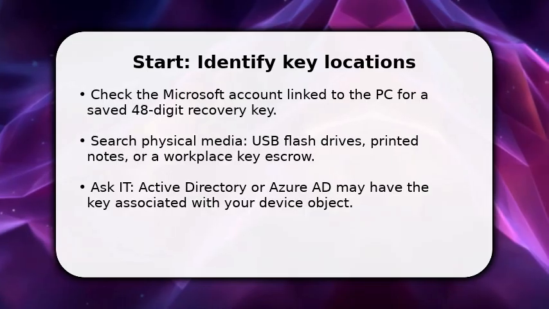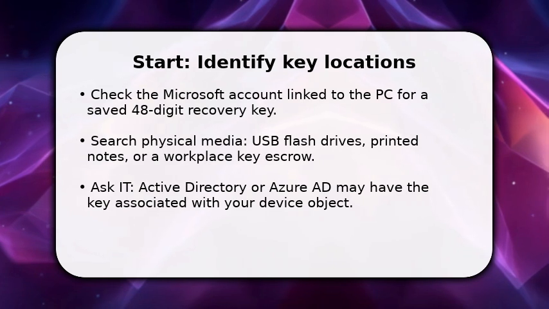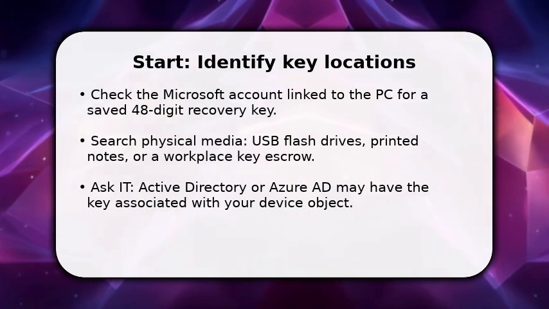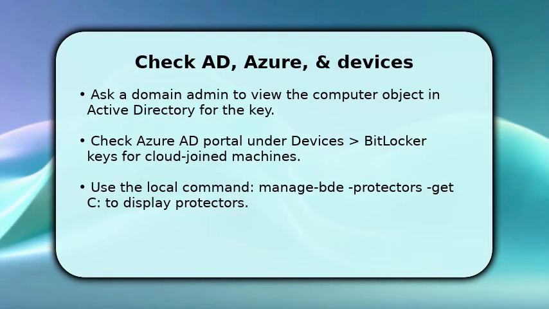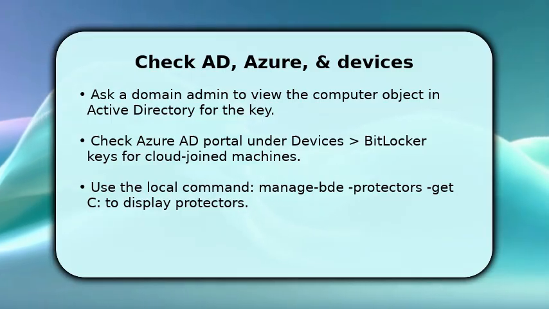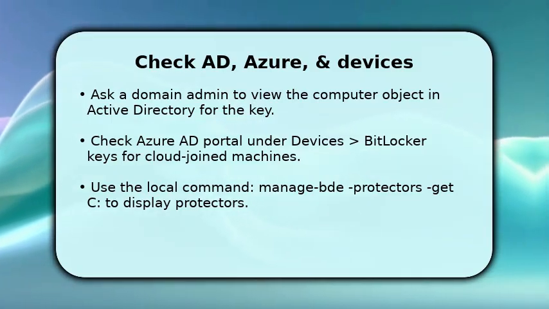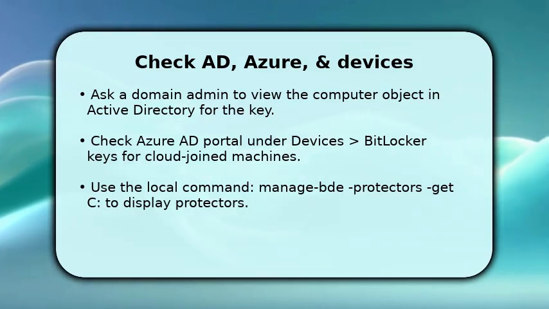Finally, contact your administrator immediately to confirm whether the key was escrowed to Active Directory or Azure AD before moving to retrieval steps. Now you check centralized and local stores for the actual key. If your PC is joined to a domain, have the domain admin open the computer account in Active Directory and copy the stored 48-digit key.